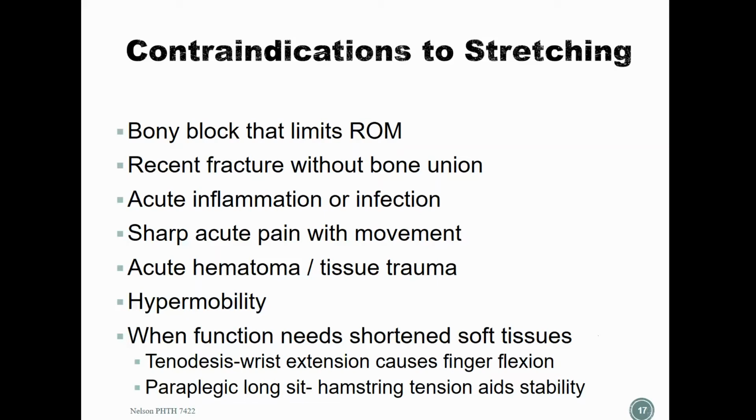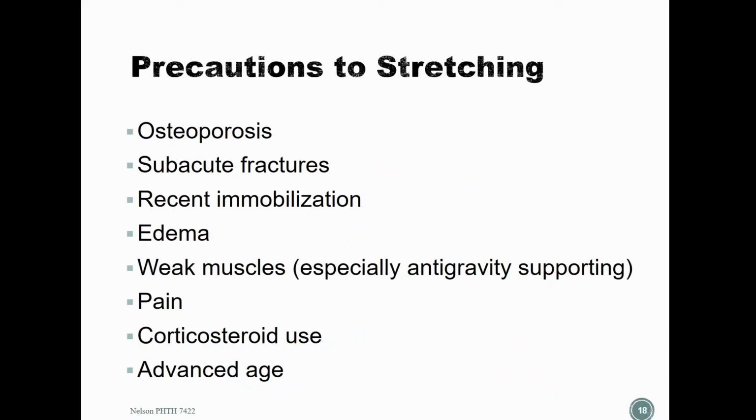So tenodesis: if you put your arm out and you keep your fingers relaxed but just extend your wrist, you should notice that your fingers automatically close. That's called a tenodesis grip. For someone who is a quadriplegic or paraplegic that has limited hand function, that tenodesis grip, so letting some stiffness happen to the finger flexors, would be important. Also, long sitting in someone who has had a spinal cord injury and is a paraplegic. Hamstring tension, you need enough tension so they can long sit, but not so much that they're going to fall over. So they're fairly specialized situations, but where you might not want to do stretching.